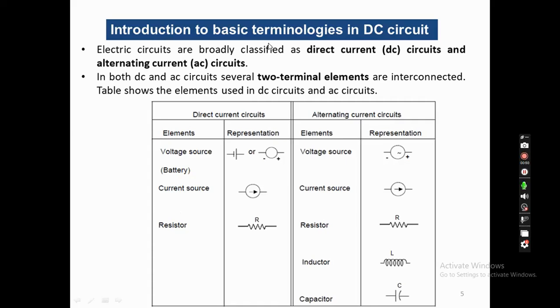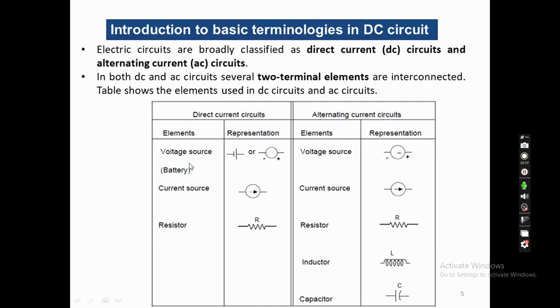Coming to the basic terminologies used in DC circuits, we know that electrical circuits are broadly classified into direct current circuits and alternating current circuits. In both these DC and AC circuits, we are using many two-terminal elements. In this table we can see the different two-terminal elements along with their representation.